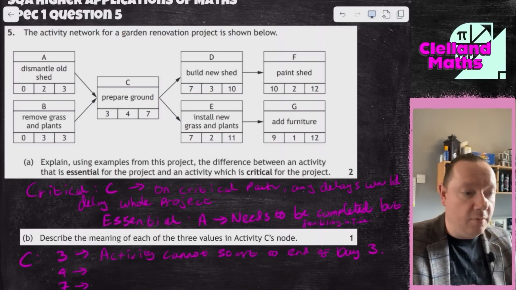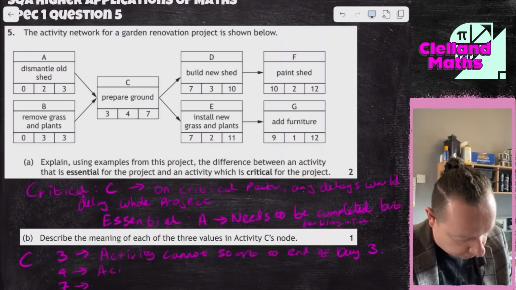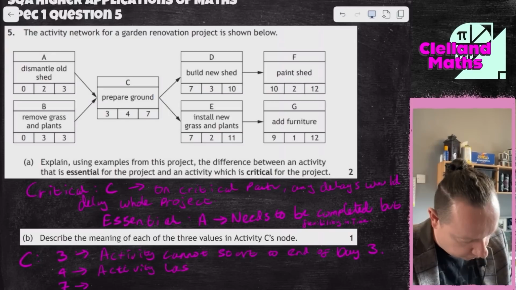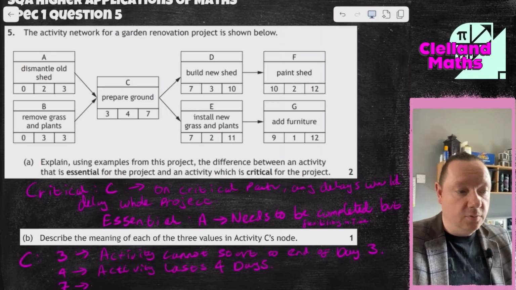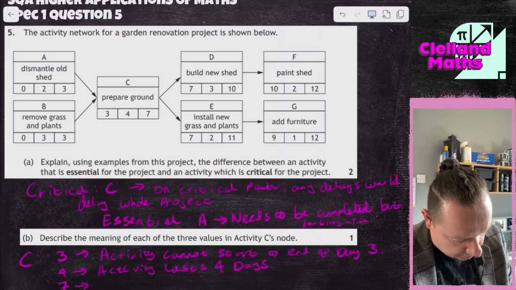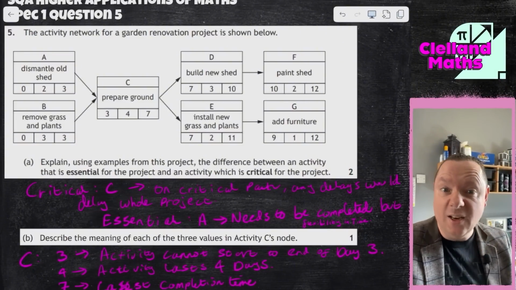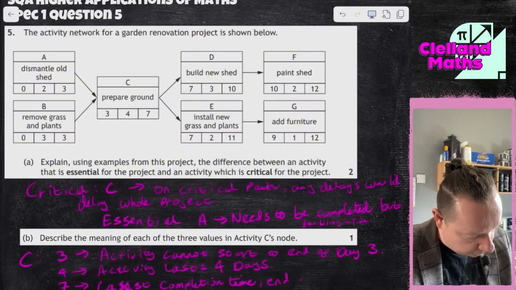What does the 4 mean? Well, the 4 means that the activity is going to last 4 days. And then the 7. So the 7 is the latest possible finish time for the activity to be completed. Latest completion time. And we can just write what that actually means, the end of day 7. And we're done there.